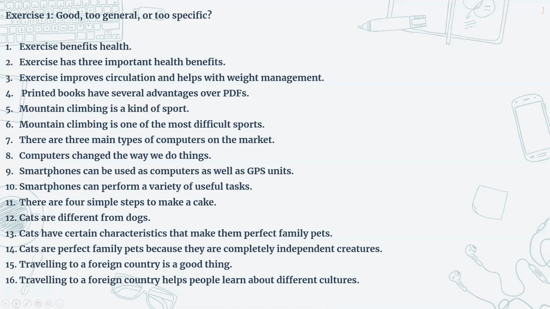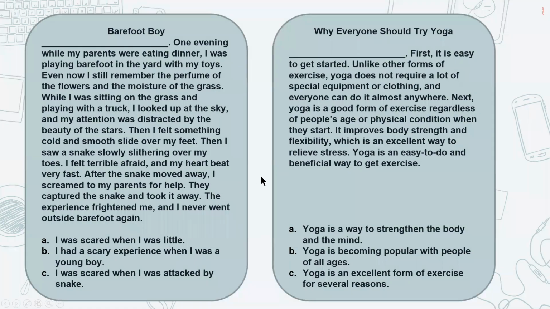There is also another exercise. In this exercise, as you can see, there are 2 paragraphs, but they are missing their topic sentence. And here you have A, B, and C. You have 3 possible topic sentences. I want you to pause the video, read the paragraphs, and choose the best topic sentence for each one. Okay, so let's do the exercise.